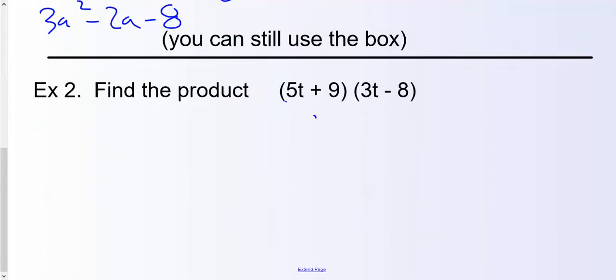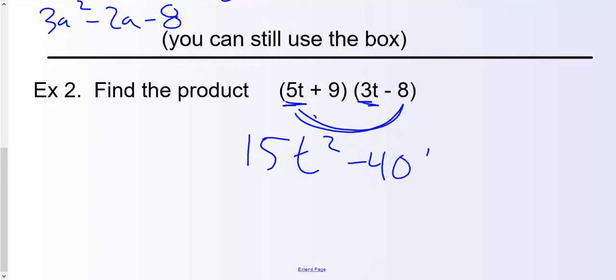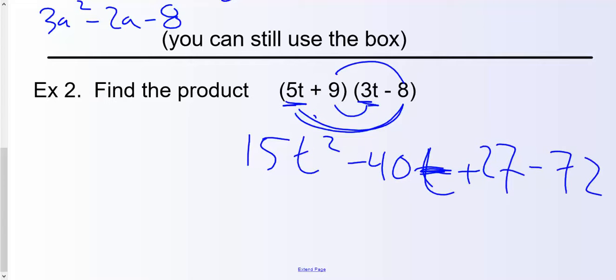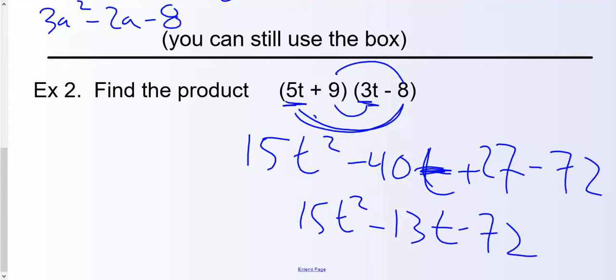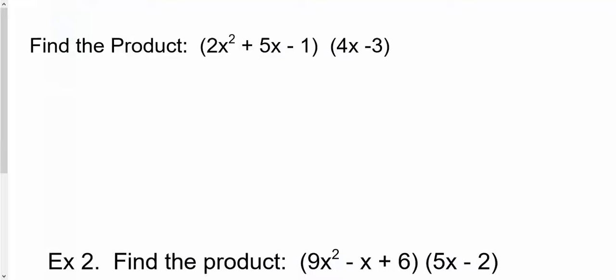I'll do one more here. So let's do first. There's the F. That's 15t squared. Outside, that's negative 40t. Inside, that's 27t. And last, that is negative 72. Combine like terms. And there you go. So you can use the box or you can use FOIL.